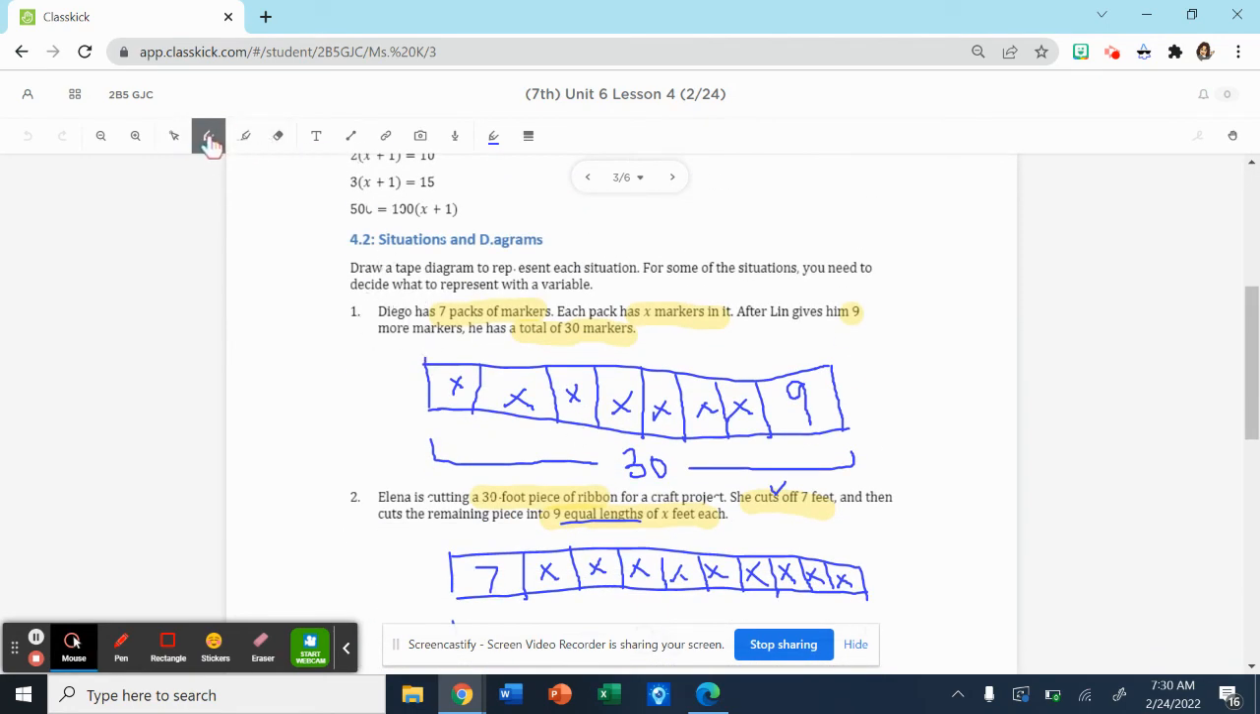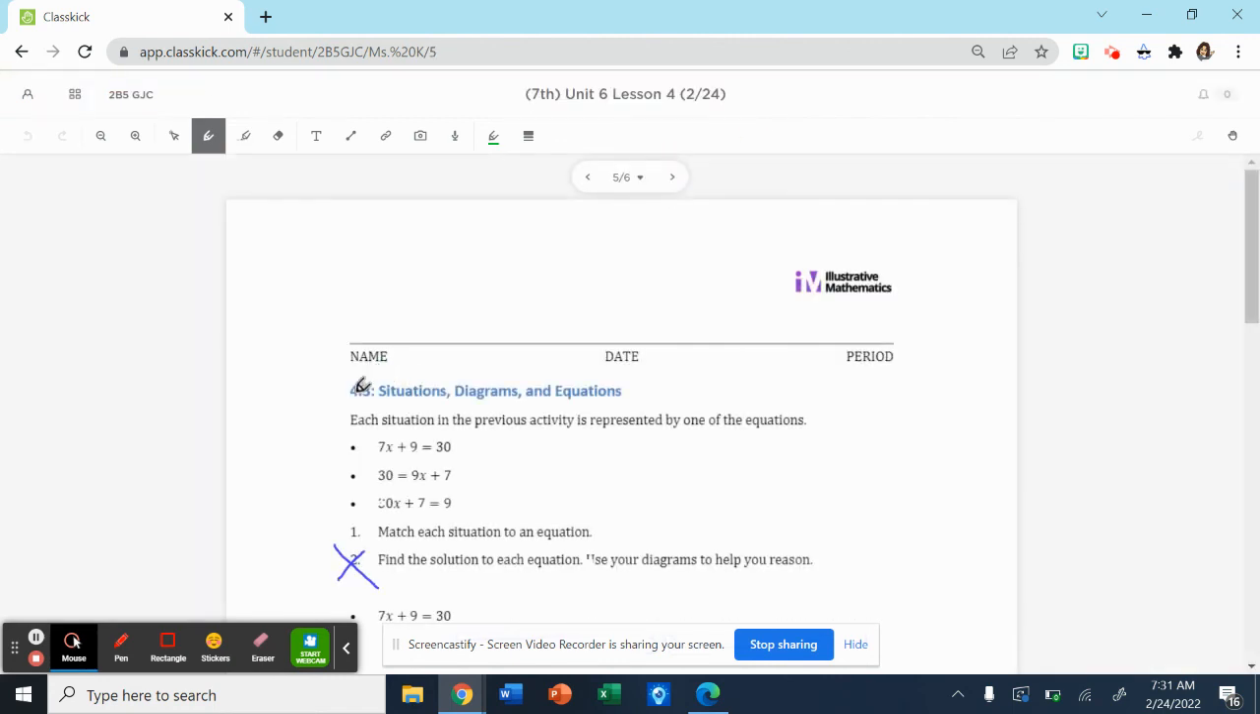In question 1, I know that I am adding a bunch of boxes for a total of 30. One thing that I'm adding to get 30 is 9. I can see that box of 9 right here. In addition to my 9, I'm adding 1, 2, 3, 4, 5, 6, 7 x's. And so I know that the equation that matches is 7x plus 9 equals 30. I wrote my equation right next to the tape diagram, and that's how I want you to work on 4.3.